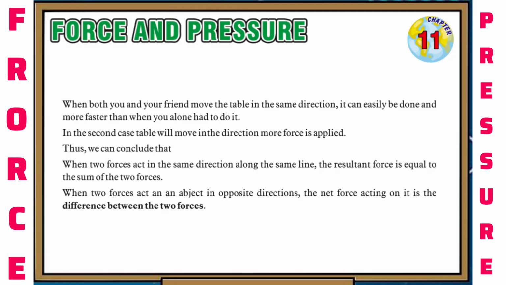Thus, we can conclude that when two forces act in the same direction along the same line, the resultant force is equal to the sum of the two forces. And when the two forces act on an object in opposite directions, the net force acting on it is the difference between the two forces.